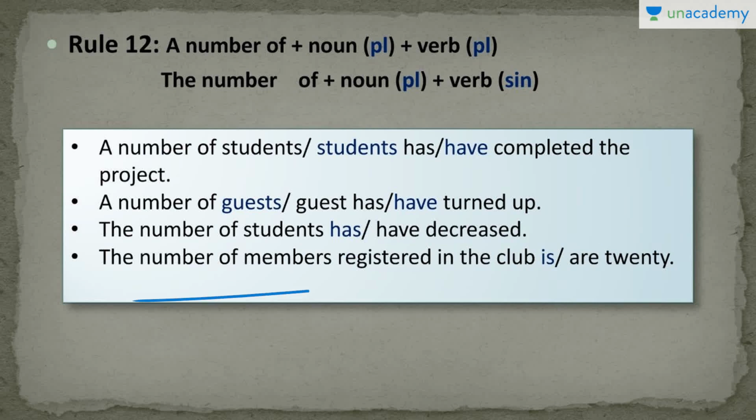Next, the number of members registered in the club is or are 20. Again, you can see the sentence starts with the phrase the number of, and after the number of, the noun has to be plural but the verb will be singular. So here I have written members, which is a plural noun, but I have to choose a singular verb, so I would go for is, and the correct sentence would become: the number of members registered in the club is 20.